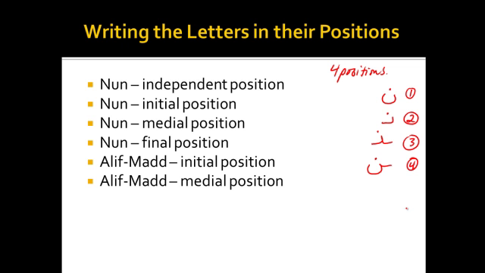Now the Alif-Madd is going to look like basically an Alif with a line on top. So it's going to look like that. And that's in the independent position. In the initial position, again, it's going to look the same. And in the medial position, it's going to look like this. And in the final position, it would look like this again. So again, the Alif-Madd has two forms that represent all four positions.